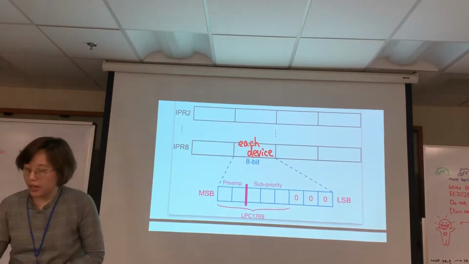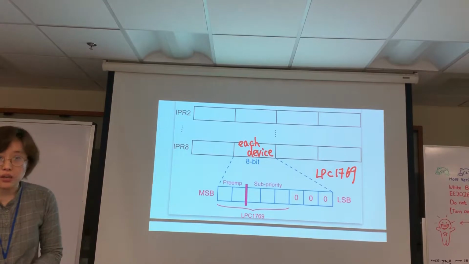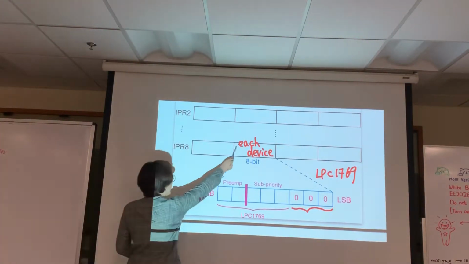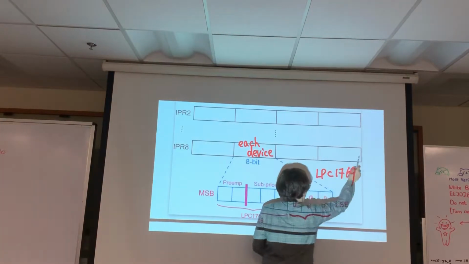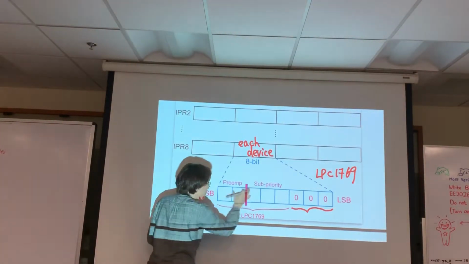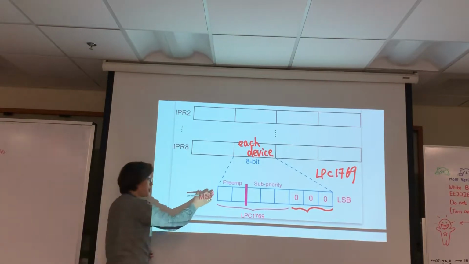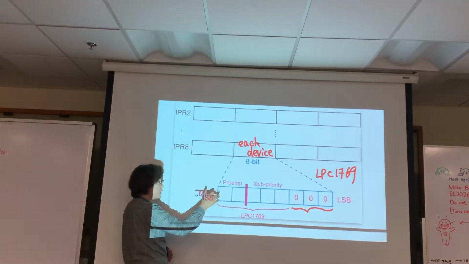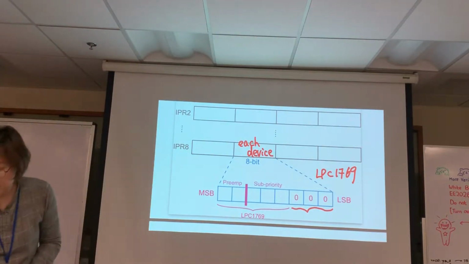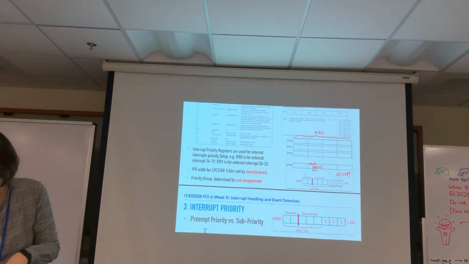But for our particular hardware, LPC1769, the hardware manufacturer already fixed these 3 bits as 0. If you look at these registers, these 3 are 0, these 3 are 0, and so on. So within this 8-bit, you can only use 5 of them. You need to use these 5 bits to define the preempt priority and the sub priority. You are using these 5 bits to define 2 things, preempt and sub. I will explain the meaning of preempt and sub in the next slide.